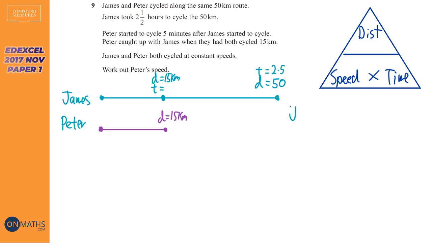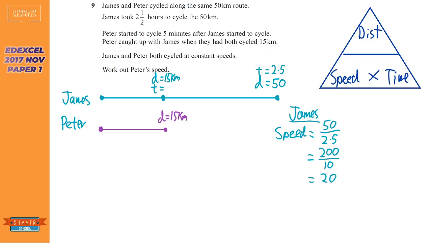So let's work out James's speed. We're going to show the examiner that I'm looking at James. We know his distance was 50 at the end, so it's 50 over his time, which was 2.5. You might notice this is a non-calculator paper, so with this fraction I can times top and bottom by 4, so that would be 200 over 10, and 200 divided by 10 is 20. That's an easy way of doing it, and that is kilometres per hour, because the 50 is in kilometres and the 2.5 is in hours.